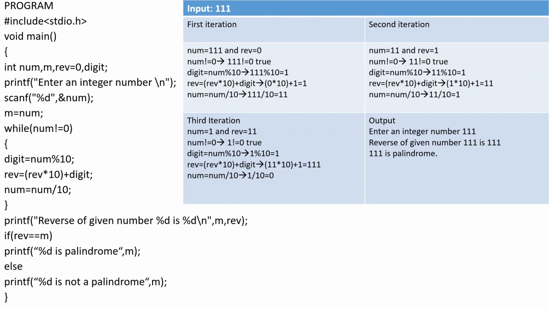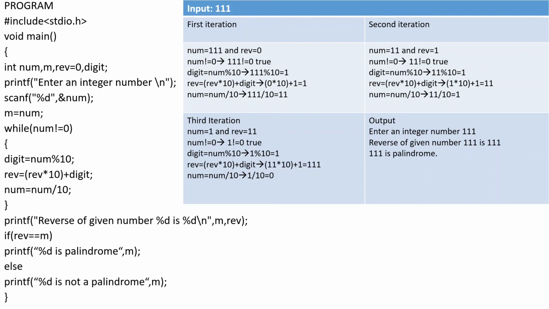Now the control will again come back to the while part, while num is not equal to 0. Now the new value of num is 11. So 11 is not equal to 0. So control will enter the body of the loop. Now digit equal to num mod 10. So now I have 11, and to extract the last number again, 11 mod 10 will give the result as 1.